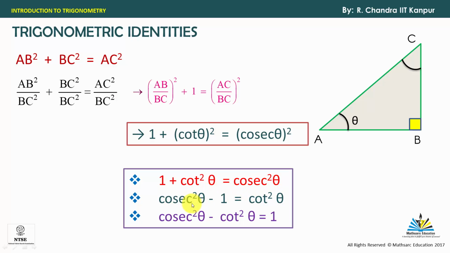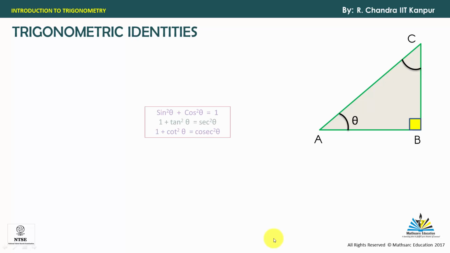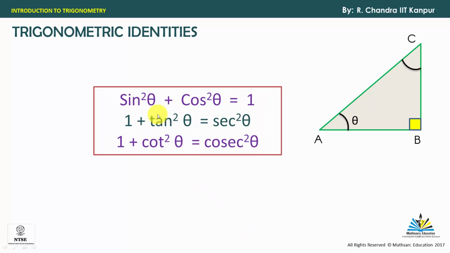If we rearrange them, we will have cosec square theta minus 1 equal to cot square theta, and cosec square theta minus cot square theta equal to 1. So till now we have derived three trigonometric identities, and let's have them together. These are the three main and important identities that we need to remember. First, sin square theta plus cos square theta equal to 1; second, 1 plus tan square theta equal to sec square theta; and third, 1 plus cot square theta equal to cosec square theta.